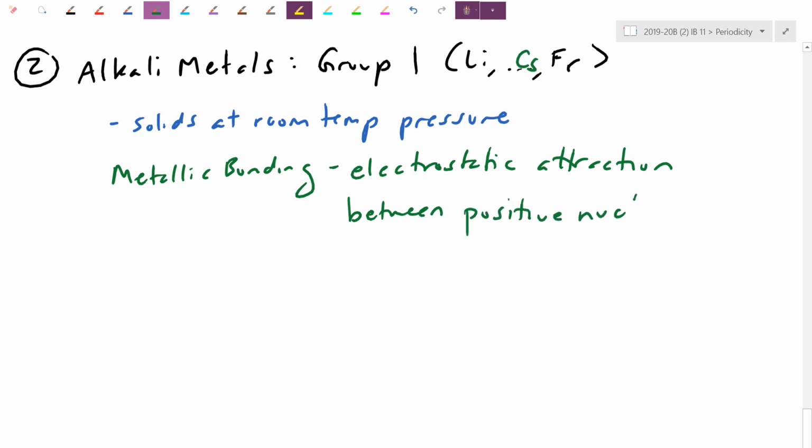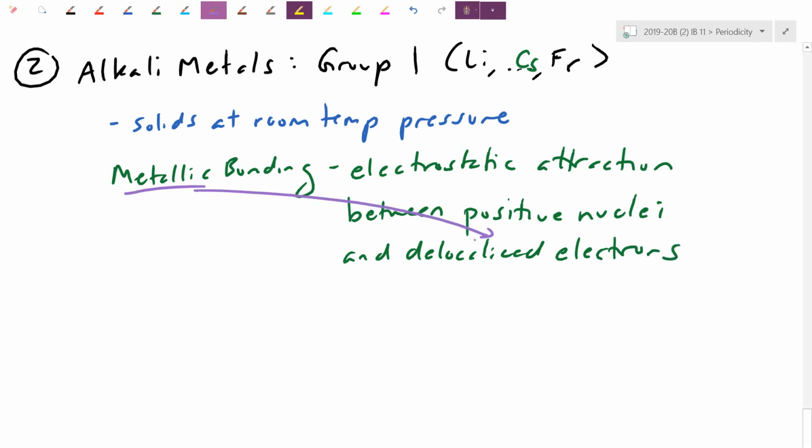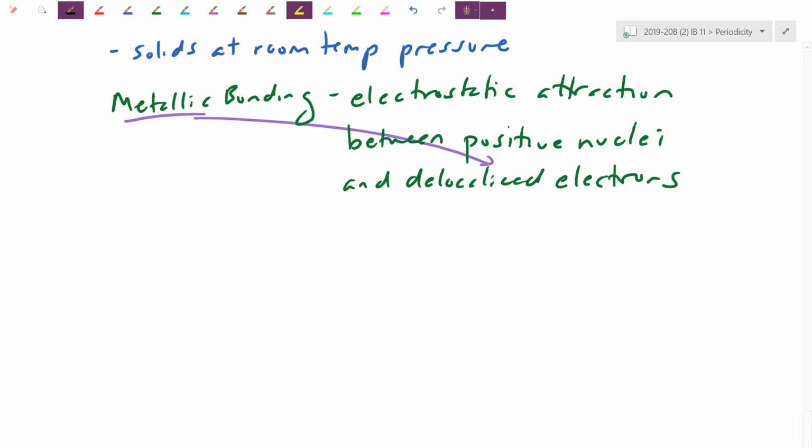Those are sort of stapled down. Those can only vibrate. They can't really move around. Positive nuclei, and the terminology is delocalized electrons. I know it's going to be protons in the nucleus attracting electrons, but specifically in the metallic bonding case, these electrons are delocalized.